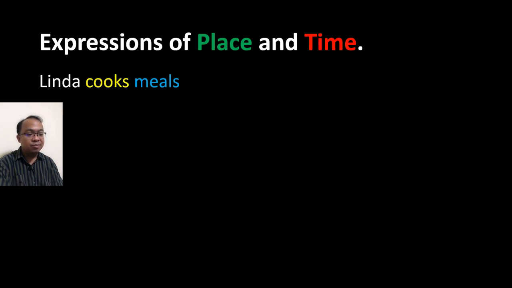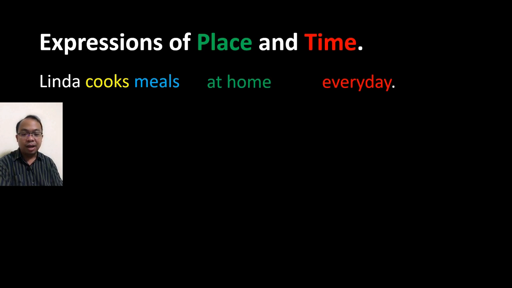Okay, Linda cooks meals. Do we know the time and do we know the place? No. Linda cooks meals, right? We just know who cooks: Linda. The action is cook and the object is meals, right? But what time or when or where do we know from the sentence? No, we don't know. But can we add time, add place to the sentence? Yes or no? Yes, we can.